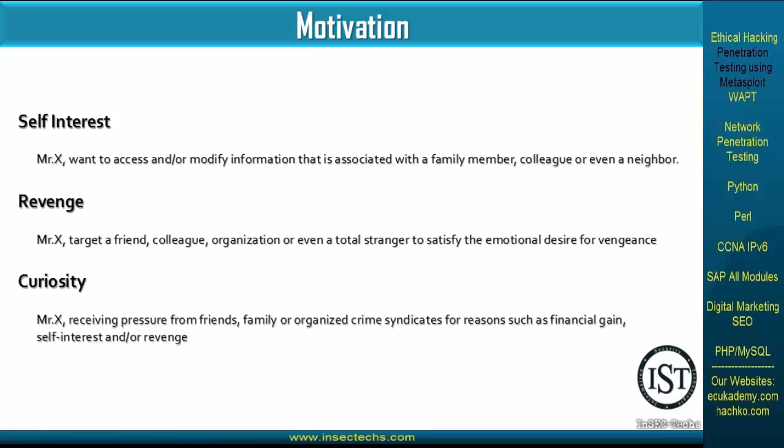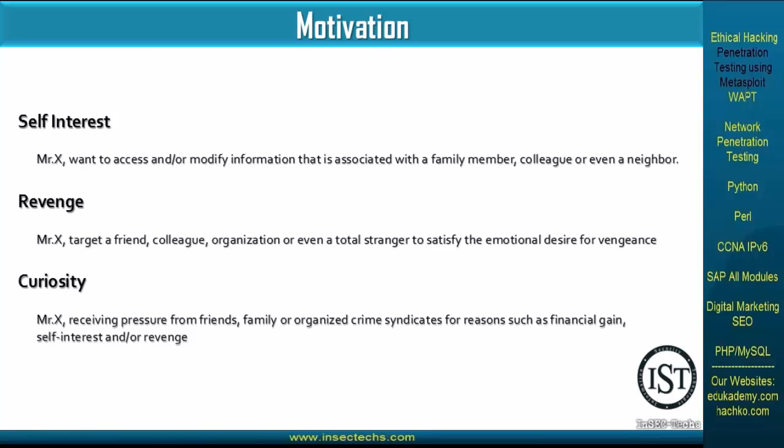The first one is self-interest. Let me go through this line. Let's say Mr. X or Miss X, she or he wants to access and modify the information that is associated with a family member or a colleague or even a neighbor. If she wants to do this, she cannot do it directly. She needs to take someone's assistance, or else she wants to act. So in this situation, social engineering plays a key role.